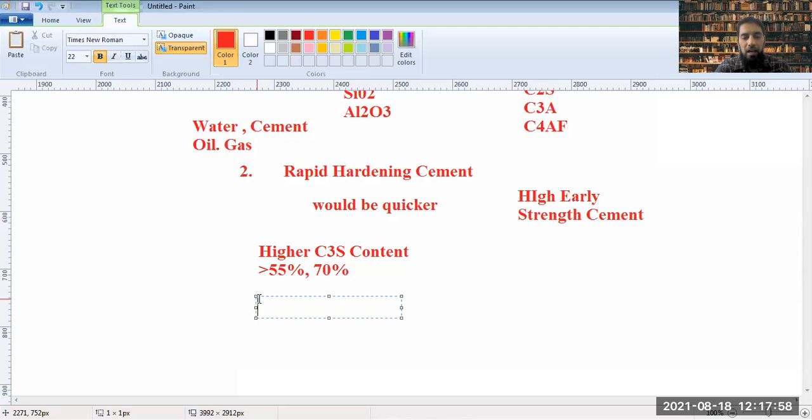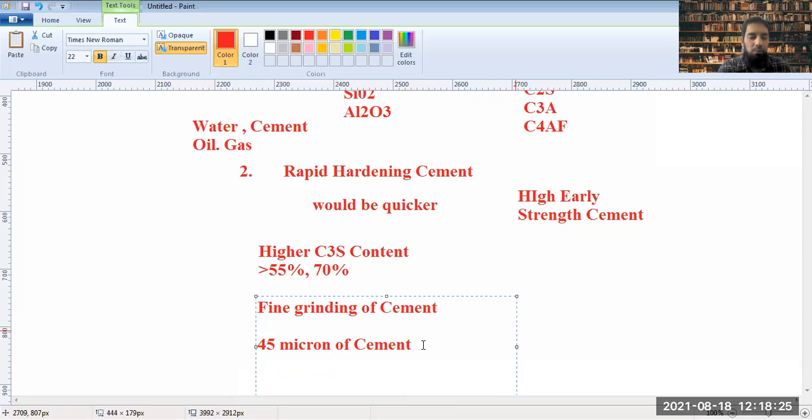And the other means is by using fine grinding of cement. So it's taken care that you at least get 45 microns of cement for rapid hardening cement. So when you have a very fine cement, that would mean this 45 microns of cement would be around 450 to 600 meters square per kg of the surface area.